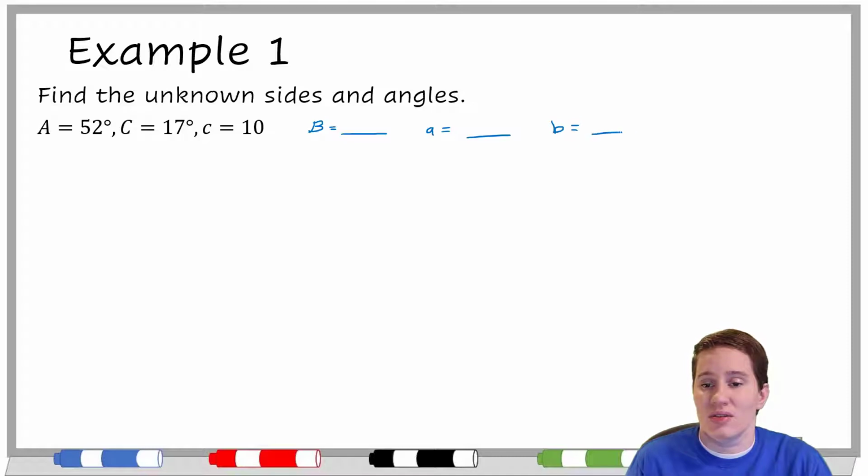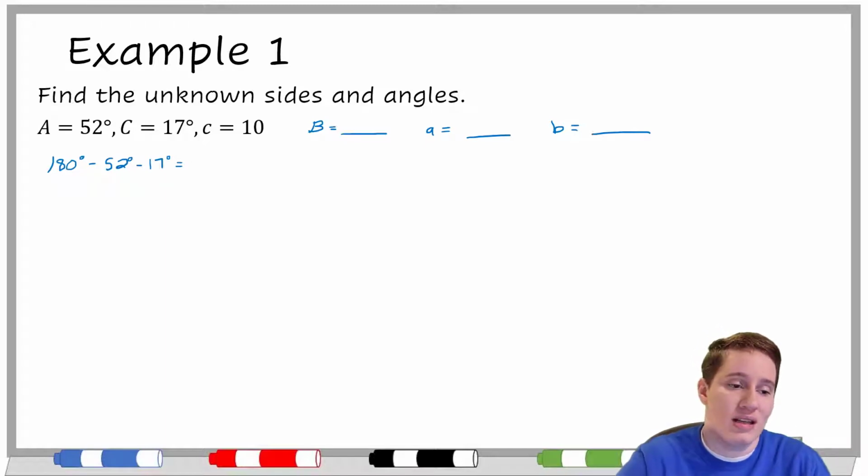Now, in these situations where we have angle, angle, side, or angle, side, angle, we're going to really easily be able to find the third angle, because if we know 2, we just need to subtract from 180, and that will give us our third angle. And there's more than one way to work this out, right? But essentially this is what we're doing, 180 minus 52 minus 17. So let's see, 180 minus 52 minus 17.